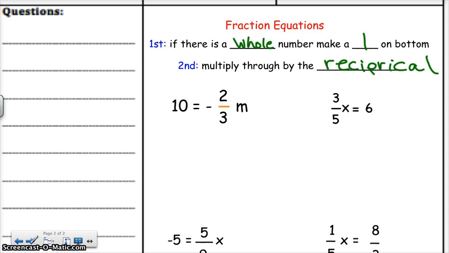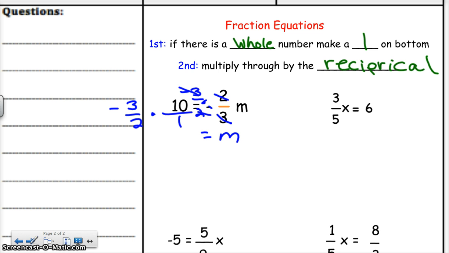Okay, first example. 10 equals negative 2/3 m. Well, there's a whole number, so I'm going to make a 1. Okay, I can handle this. Because when I multiply through by the recip, I go top times top over bottom times bottom. So I need to multiply through here by 3 over 2, and it's a negative, right? Multiply this, keeping the balance, by negative 3 over 2. All of this cancels out, and it just leaves me with m. It looks very messy there, but it just cancels everything out and leaves me with 1m.